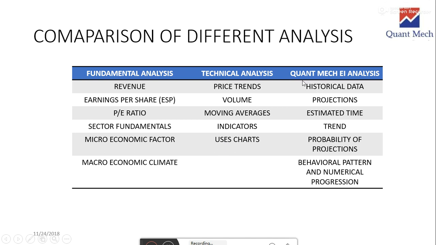So what does Quant Mech AI brings on analysis? So this is a blend of mechanical engineering and emotional intelligence. So what are the terms which are related, basic terms? Historical data, projections, estimated time, trend, probability of projections, behavioral pattern, and numerical progression.